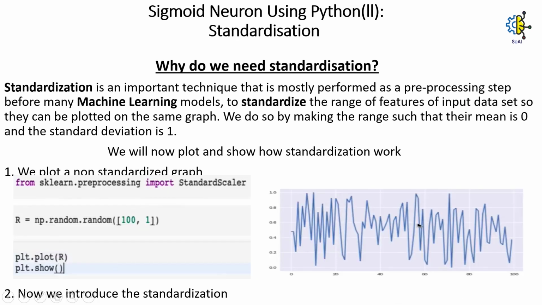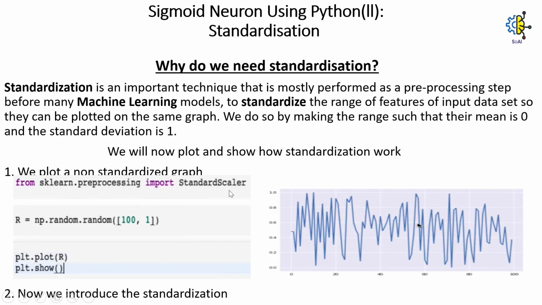Why do we need standardization? So first of all, we should know about standardization. This is an important technique that is mostly performed as a pre-processing step before any machine learning models, to standardize the range of features of input data sets so they can be plotted on the same graph. We do so by making the range such that their mean is 0 and the standard deviation is 1. We will now move on to plot and show how standardization works. So plot a non-standardized graph. This is the non-standardized graph. From sklearn.preprocessing, import StandardScaler.